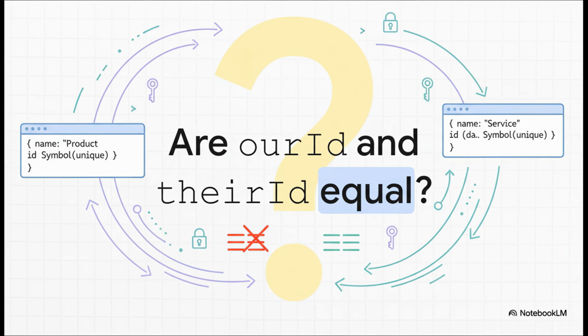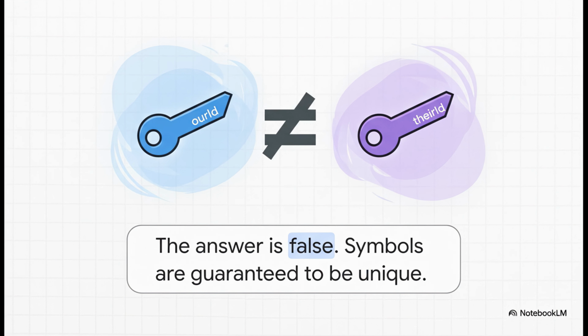All right, here's the million-dollar question. Since we made them with the exact same description, would you expect them to be equal to each other? Nope. The answer is a big, fat false. And honestly, this is the magic of symbols. Even with identical descriptions, the symbols themselves are completely, totally unique. That description is just a little note for the developer. The JavaScript engine sees them as two entirely different things.